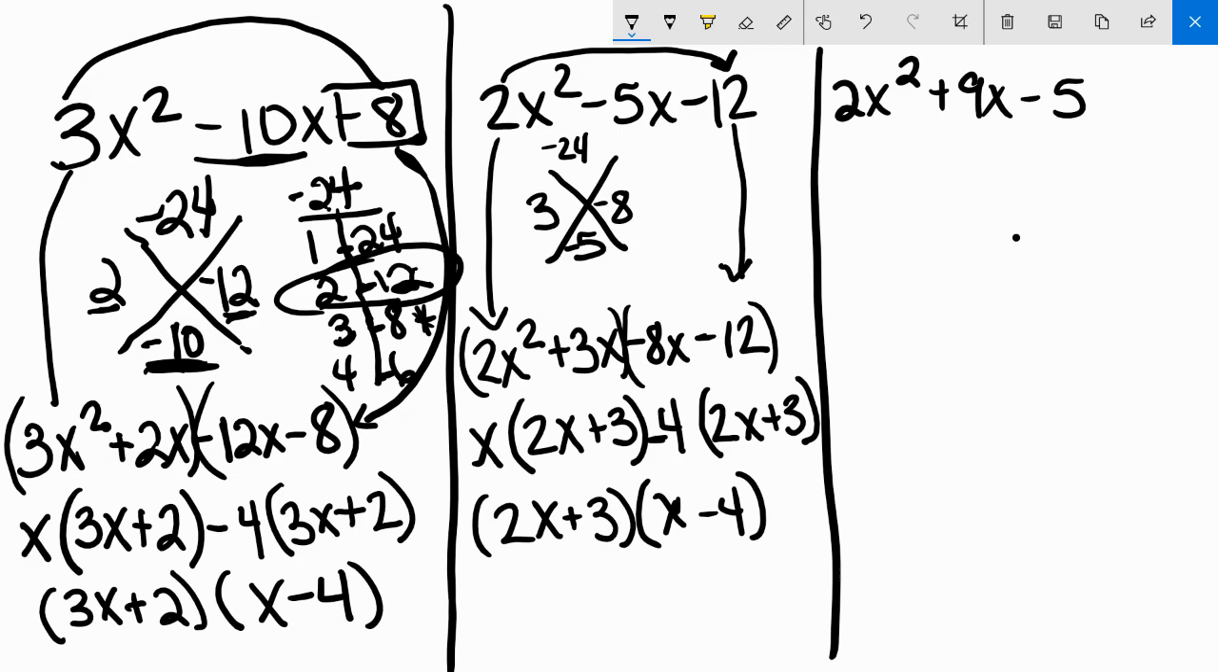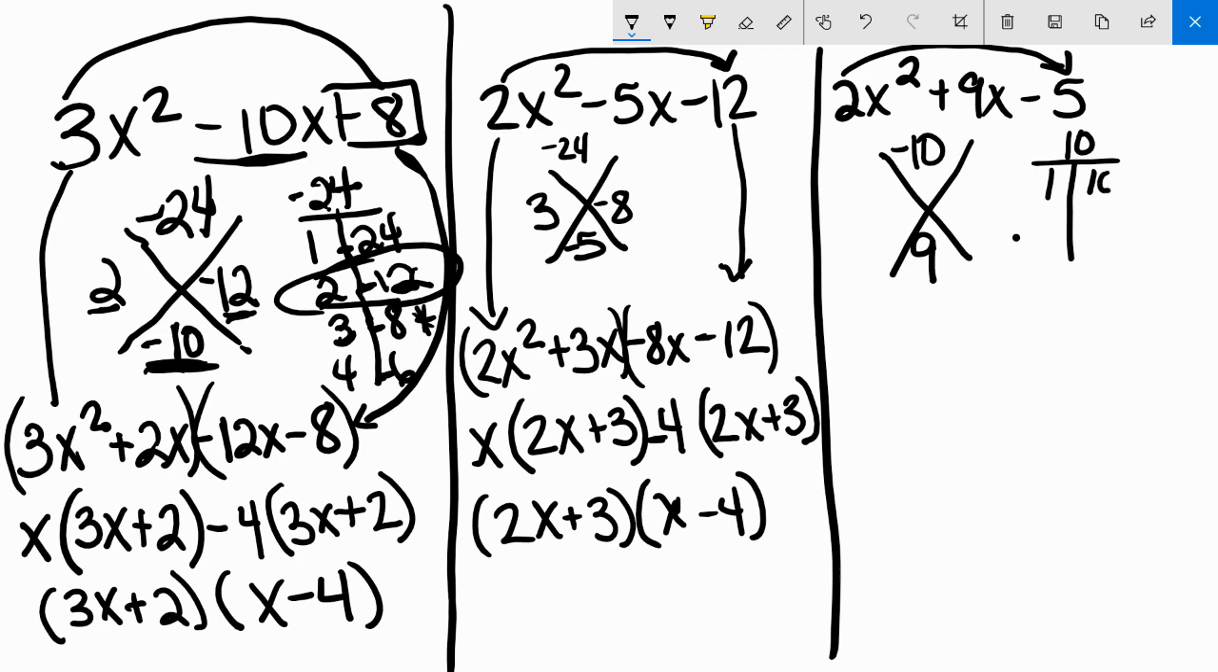Okay, in our last example, same thing. We're going to take our first coefficient and multiply the constant. So 2 times negative 5 is negative 10. And our 9 in the middle goes at the bottom. It's positive this time. And then we want factors of 10 that add up to 9. So we have 1 times 10, we have 2 times 5, and that's it. That will make 10. Now, since it's negative on top and positive on bottom, that means our smaller number is going to be negative to make that a negative 10 and a positive number on the bottom.